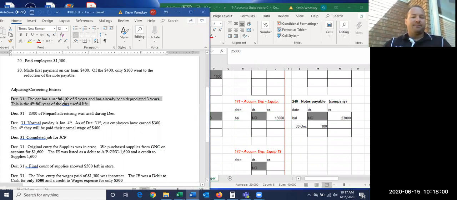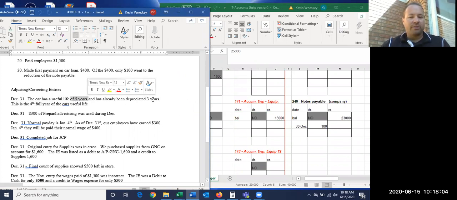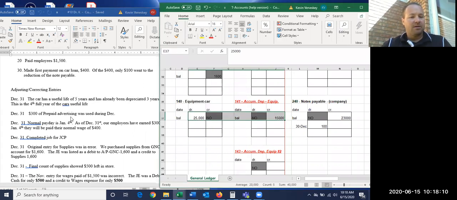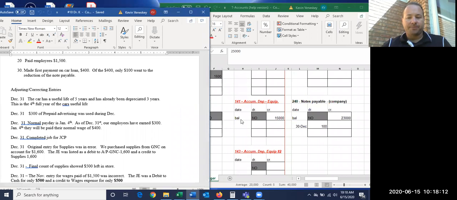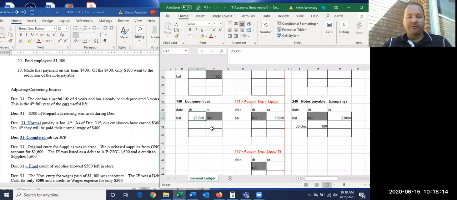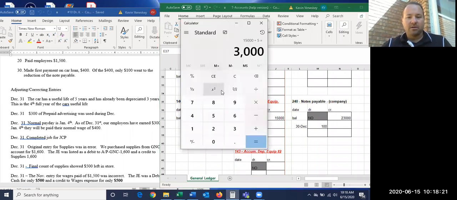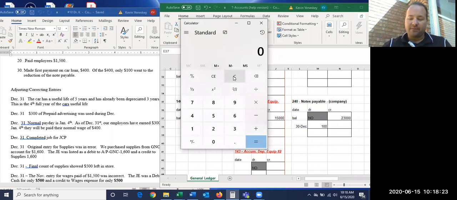And that's the case. Yep, we've confirmed it here: the car has a useful life of 5 years. It's already been depreciated 3. That was kind of our suspicion. 5, 5, and 5 got us to 15. This is the 4th year of the car. So if we have a 5-year life, remember all you do is take the cost of the car, 25,000, and divide it by the useful life, 5 years. So that's 5,000 a year.